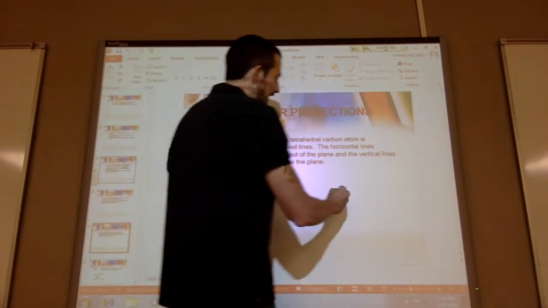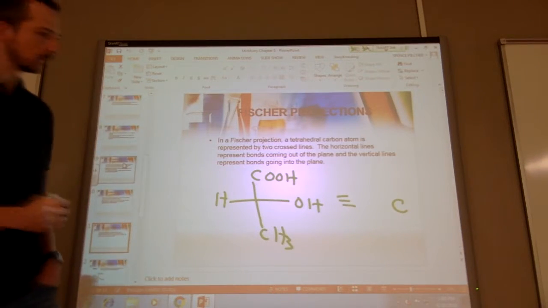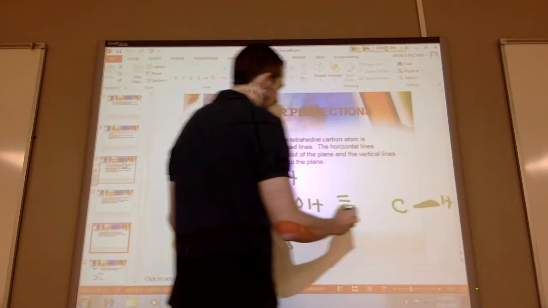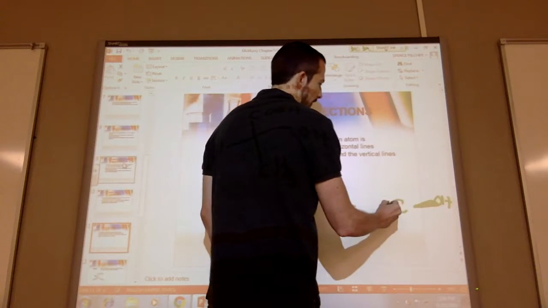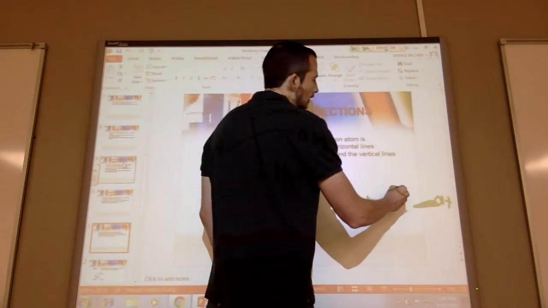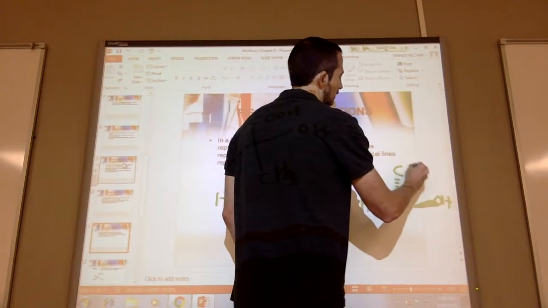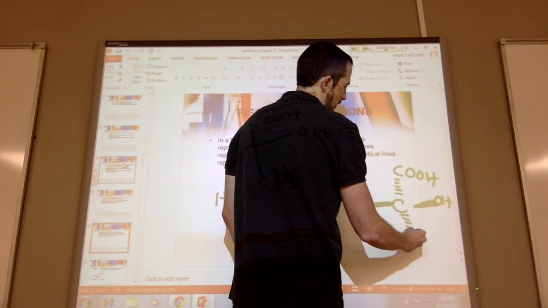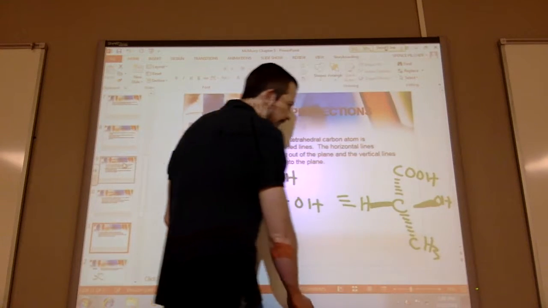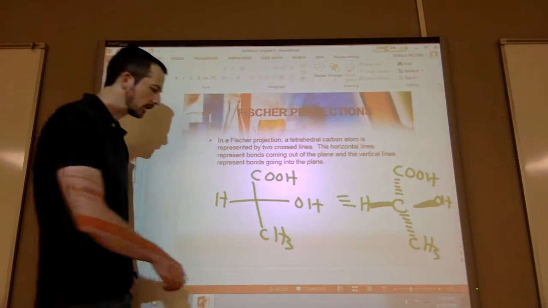Two cross lines, that's the same thing as writing this. Okay, so horizontal lines represent bonds coming out of the plane. So that would be a wedge. So I have an OH attached there. This would be a wedge. I have my hydrogen. Vertical lines would be going back into the plane. So that's what a Fischer projection represents, but it's just shown as a cross line.